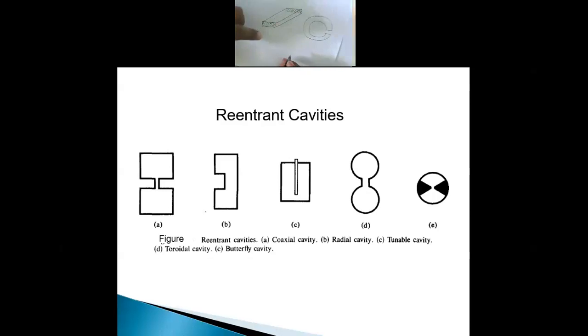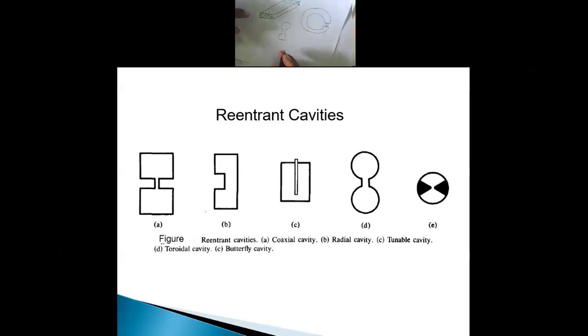This is nothing but a cavity. This one is closed, and only a small portion is open in this particular cavity. If you cut this section of the cavity, it will look this way. These are nothing but the openings at the end of this particular cavity.